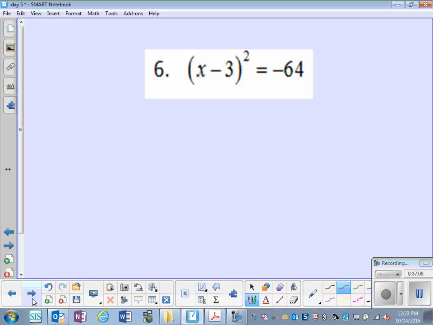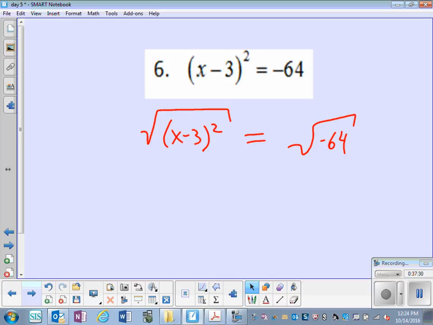Step 1 is to have everything that is squared on one side. Do I need to do anything here? No, right? Because I already have only the square on this side. So the second step is what? Square root both sides. So x minus 3 squared, and then the square root of negative 64, plus and minus. Never forget plus and minus, otherwise you will lose one of the solutions.